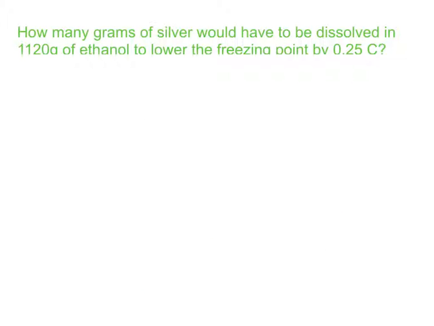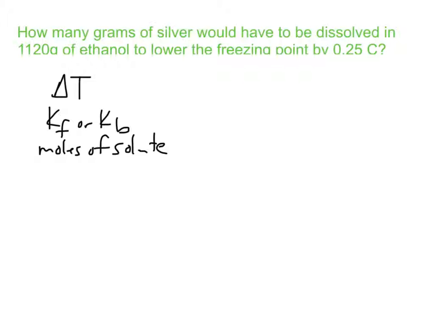The first problem on your worksheet says how many grams of silver would have to be dissolved in 1,120 grams of ethanol to lower the freezing point by 0.25 degrees Celsius. Okay, now remember that we really have four variables: delta T, Kf or Kb, moles of solute, and kilograms of solvent. Let's first determine what the solute is and the solvent. We know in this problem that silver must be the solute because it's the thing being dissolved, and ethanol must be the solvent because that's what we are dissolving in.